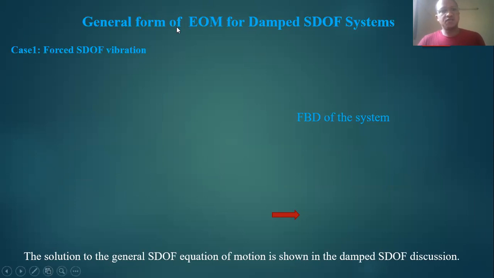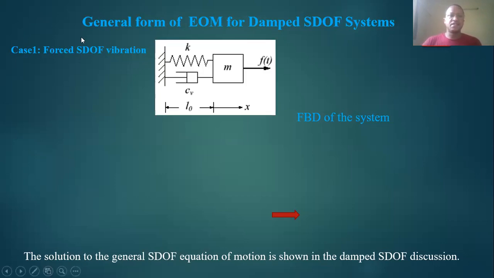So, the general form of equations for a damped single degree of freedom system. What we are going to see here is the general form of the equation, including forced vibration, and then we'll see the free vibration case. This system consists of spring stiffness or spring constant K, the viscous damping constant C, and mass M, and it is subjected to some force. In this case, the system is called a forced single degree of freedom vibration.